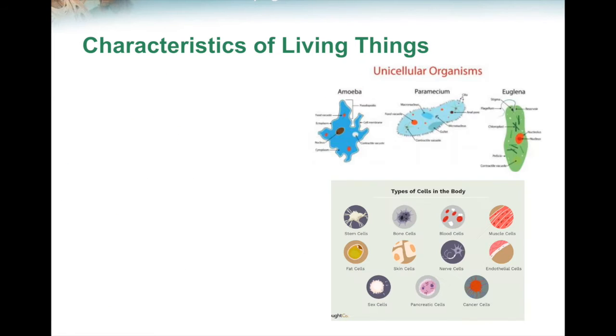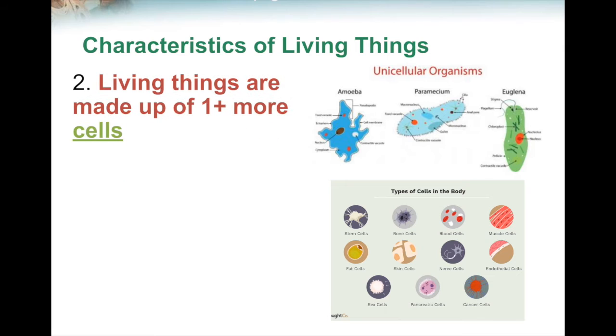The second thing that living things have in common is that all living things are made up of one or more than one cell. So there are organisms whose whole entire body is just one cell. So here are 3 different types of organisms where all of their bodies is just one cell. We call that unicellular. So these organisms are unicellular.